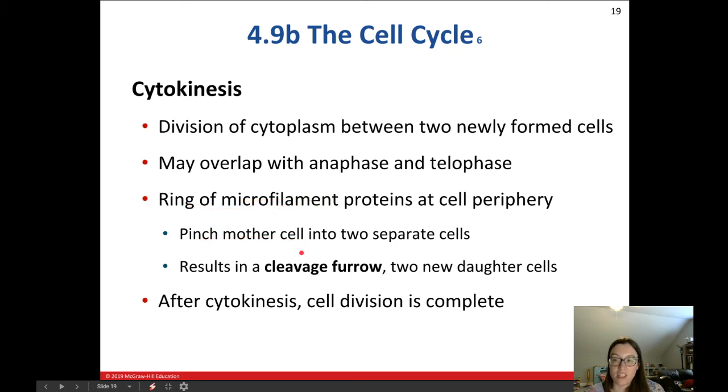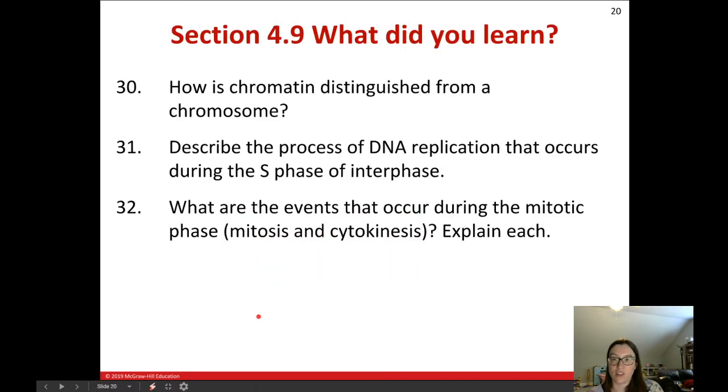They are going to pinch the cell into two separate cells. They're contractile proteins. Think actin, which is contractile; we'll learn about that in muscle cells. It's going to contract and pinch in and cause the mother cell to divide into two separate daughter cells. After cytokinesis, the cell division is complete.